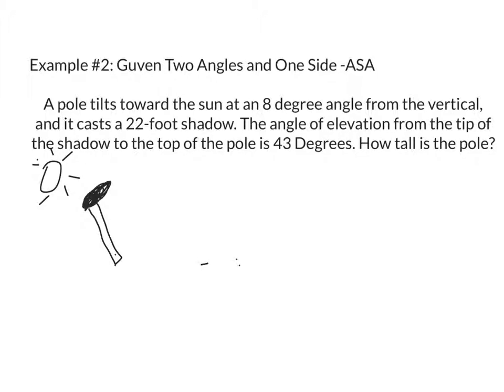Oh my goodness, this pen is not working. Okay, it tilts toward the sun at an 8-degree angle. So if this was the original, we're going to call this part right here 8 degrees. The shadow, so obviously the shadow is on the ground. The shadow is 22 feet. It says the angle of elevation from the tip of the shadow to the top of the pole is 43 degrees.